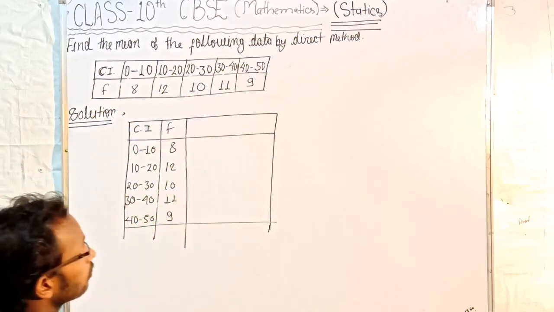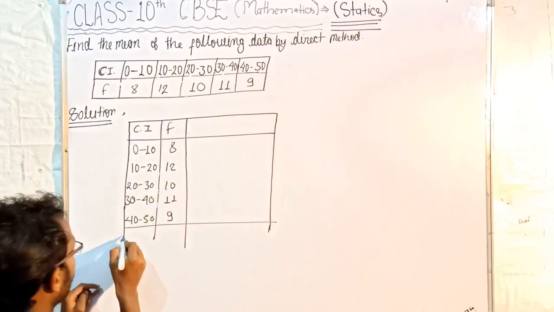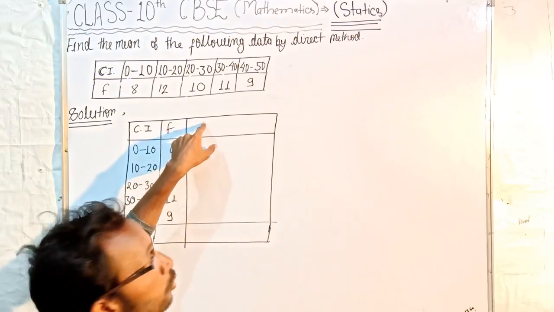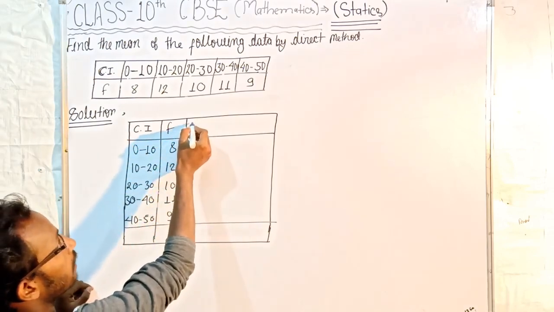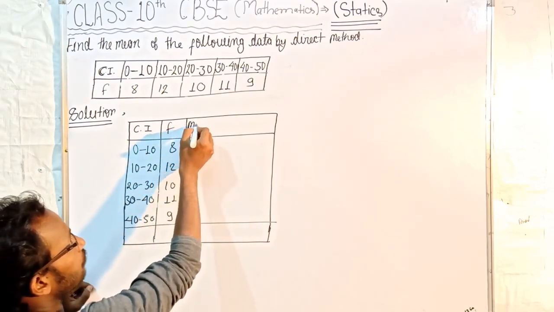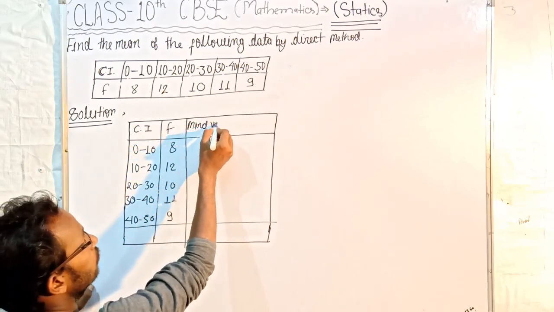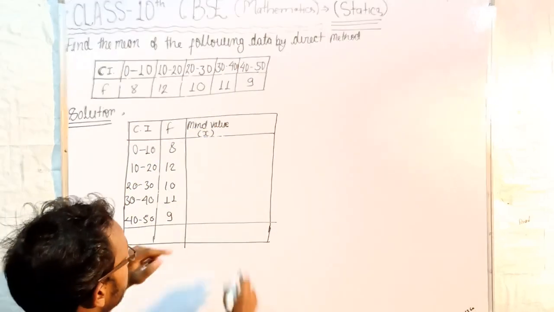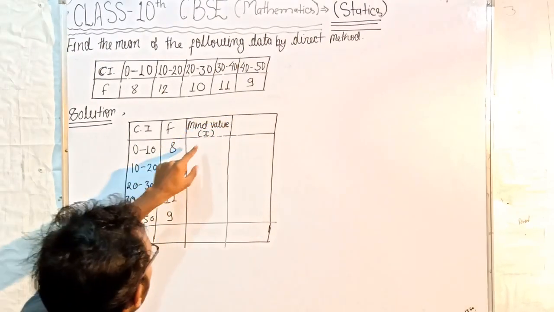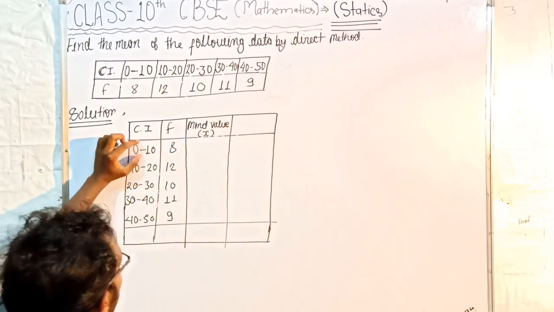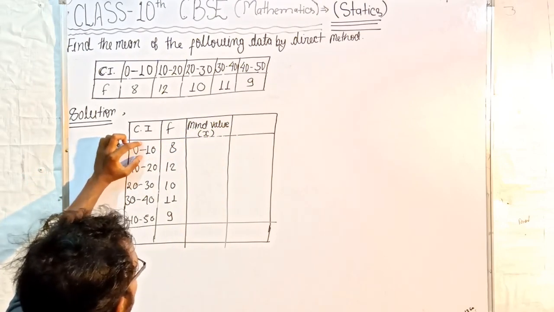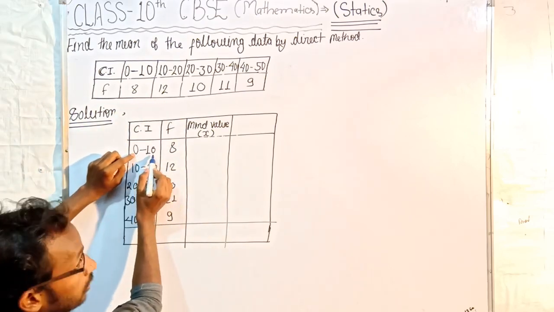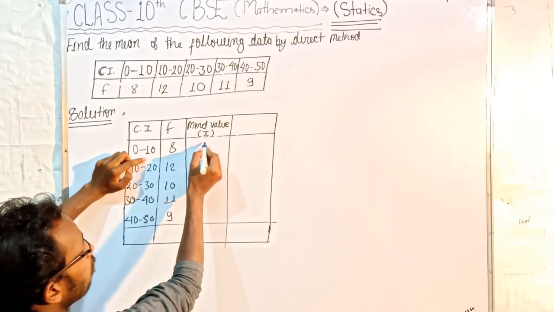Okay, after writing all the frequencies and class intervals, you will have to find the mid term, the mid value, or you can also say the marked point, or mid value. Okay, mid value, this is also denoted by x. For finding the mid value, you will have to add the corresponding class interval limits and also halve it. At first we will add 0 and 10. This becomes 10 and half of that, how much? 5.